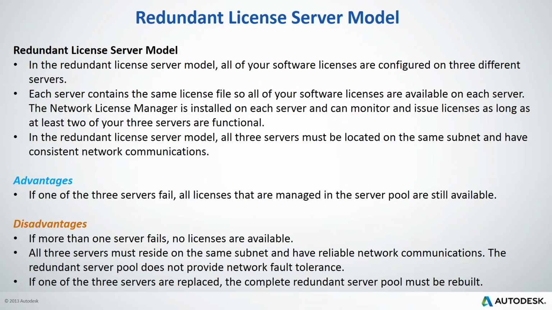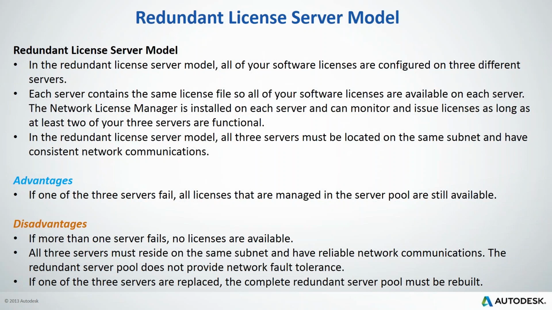All right, next will be the redundant license server model. So all of your software licenses are configured on three different servers. Each server contains the same license file, so all of your software licenses are available on each server. The network license manager is installed on each server, and you can monitor and issue licenses as long as two of your three servers are functional.